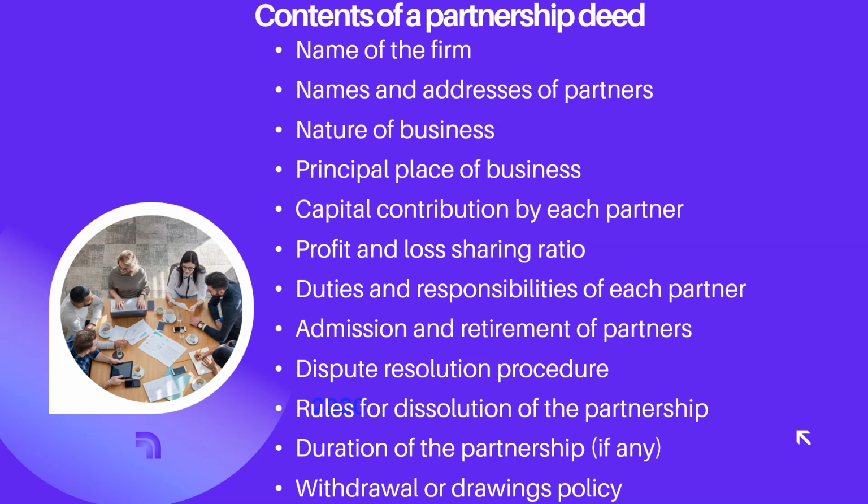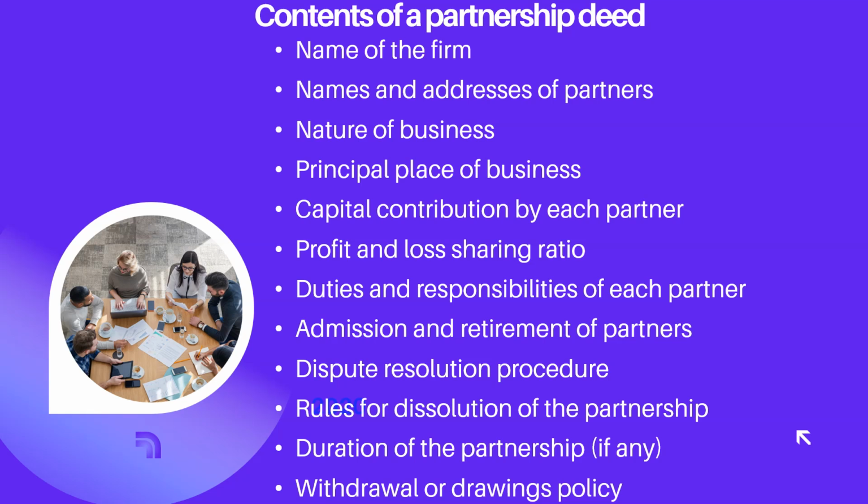The other one is admission and retirement of partners. So at what point are we willing to bring in a new partner? At what point do we release somebody because they have retired? We put all that in writing in the partnership deed. Remember the issue of admission of a partner. As a partner, you cannot just go and come with your friend. You have to consult everybody in the partnership. So if they all approve, then we can go ahead and admit a new partner.